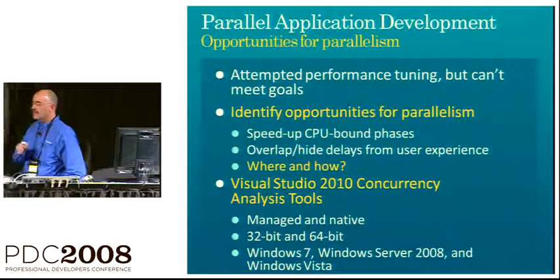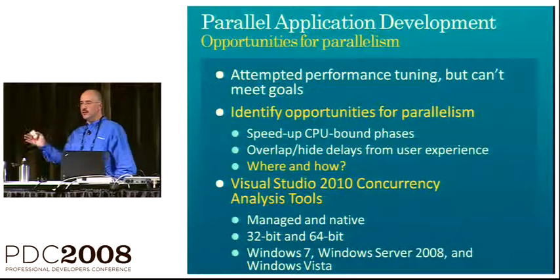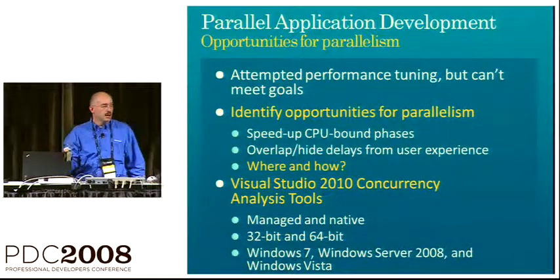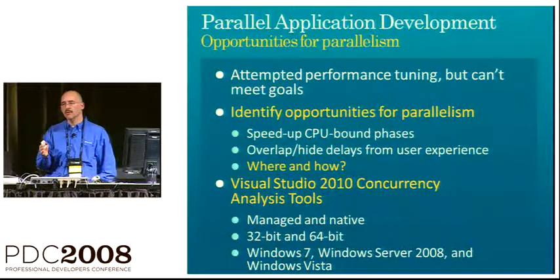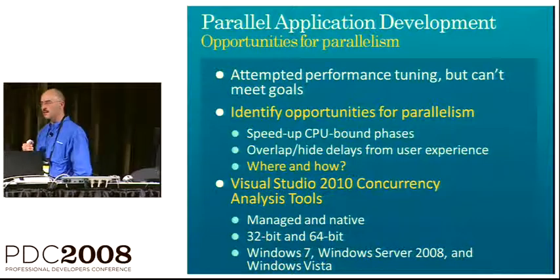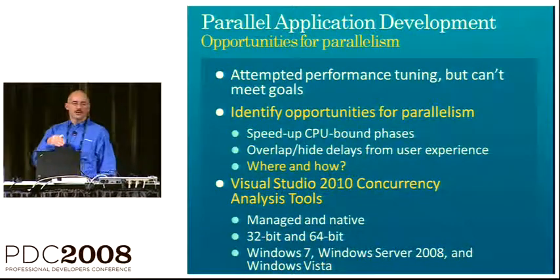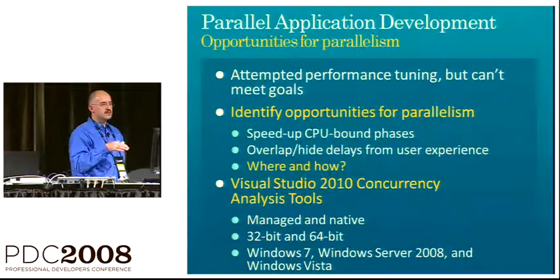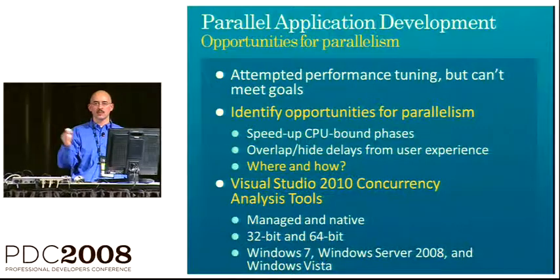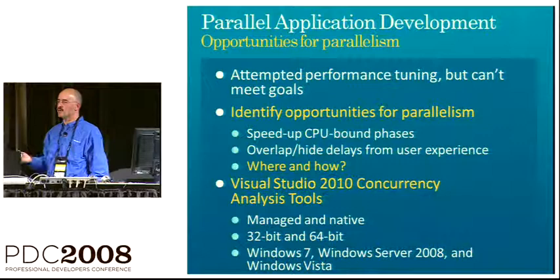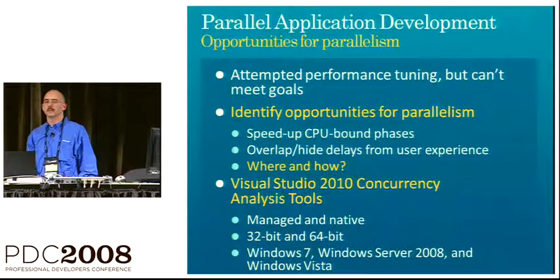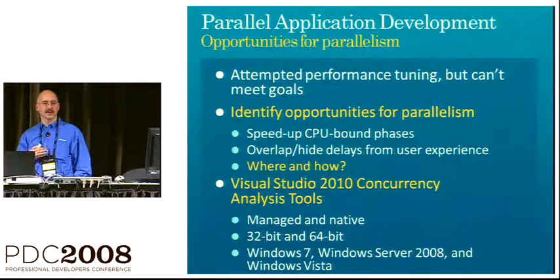So what happens when I've gone through the tuning process and I'm still not meeting my performance goals? What do I do now? So now we start a different phase of the development process, which is trying to identify areas of my application that are amenable to parallelism. Where in my application do I have opportunities for parallelism? For complex applications, this is a non-trivial problem.